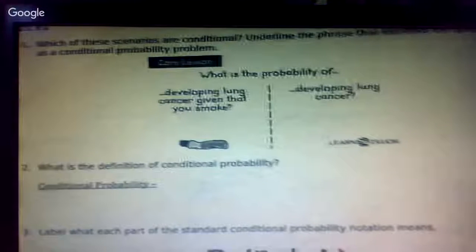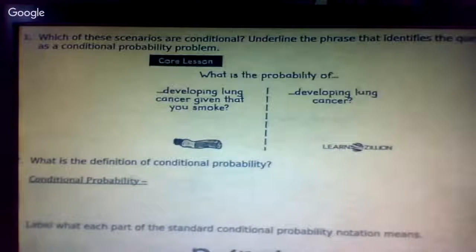Given that you smoke. That word "given" means that we have conditional probability. Okay? So, if you look at the one on the right, just developing lung cancer, they don't care if you smoke cigarettes or not. They're looking for the probability that you're going to get lung cancer, whether you're a smoker or not. The one on the left, we're only looking at the smokers.